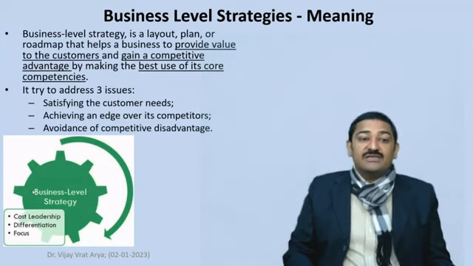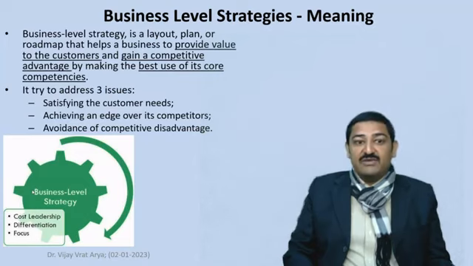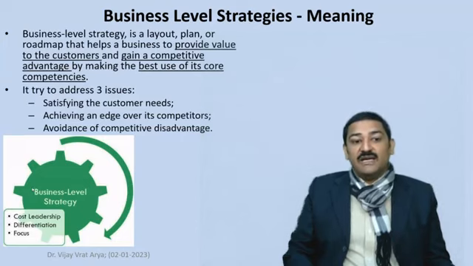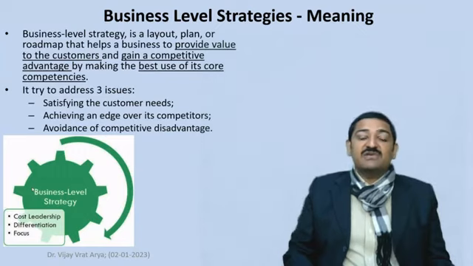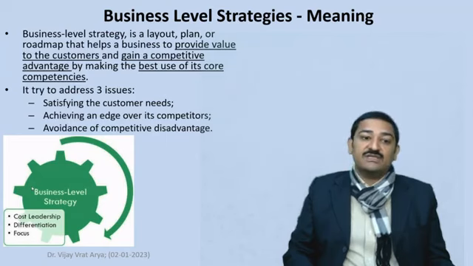It tries to address three core issues. Number one, satisfying the customer needs, which is the prime objective of the firm as well. The second is achieving an edge over its competitors, that is from the perspective of differentiation. The third issue to be addressed with the business level strategies is avoidance of competitive disadvantage. For that, three aspects are to be considered and discussed here: cost leadership, differentiation, and the focus strategy.